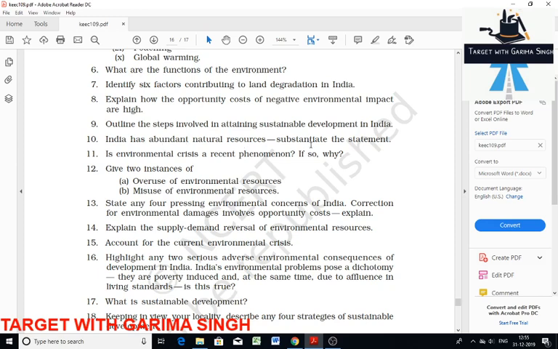India has abundant natural resources, substantiate the statement. India has a rich quantity of natural resources in plenty. India has rich quality of soil, hundreds of rivers and tributaries, lush green forests, abundant mineral deposits under the land surface, vast stretch of the Indian Ocean, and mountain ranges. The black soil of the Deccan Plateau is particularly suitable for cultivation of cotton. It has led to concentration of the textile industry in the region.